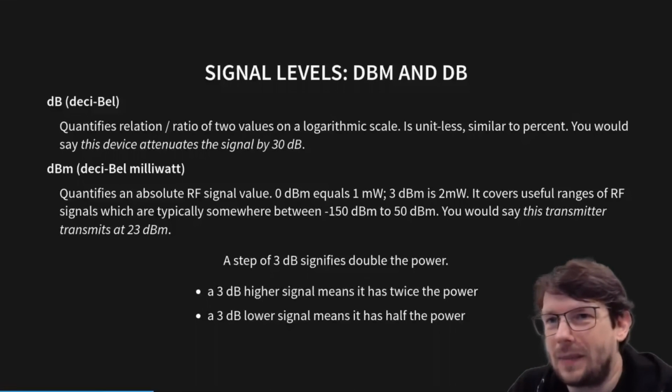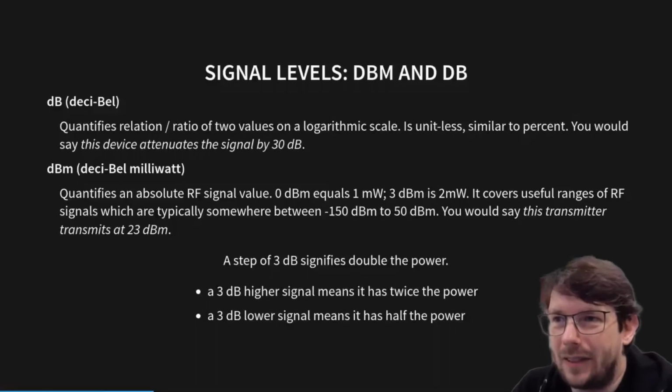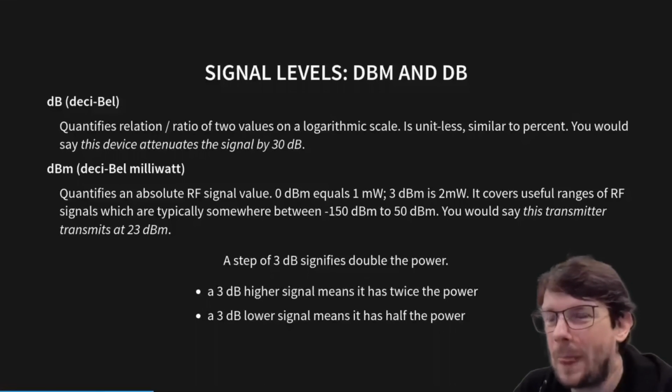The nice part about expressing power in dBm and not in watts or milliwatts or nanowatts is that it covers a useful range for RF signals in a relatively small range. If we were to do these calculations in watts, we would have to deal with anything from, let's say, picowatts up to watts, lots of orders of magnitude, whereas in dBm, in RF technology, we're typically talking about a range between minus 150 and plus 50 dBm.